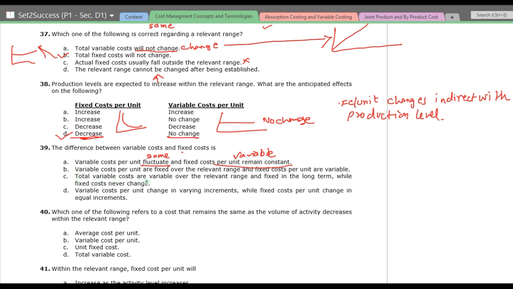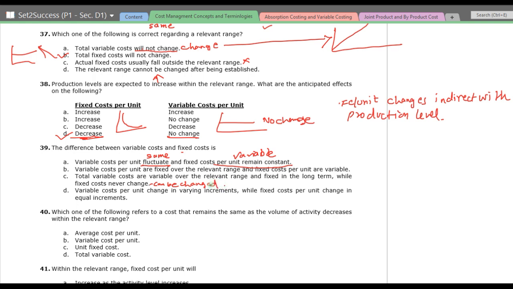Total variable costs are variable over the relevant range and fixed in the long term, while fixed costs never change? All costs are not fixed. Fixed costs are fixed in the long term? It's not like that. All costs, either variable or fixed, are variable in the long term. While fixed costs will never change? No, fixed costs can be changed. They can be changed.